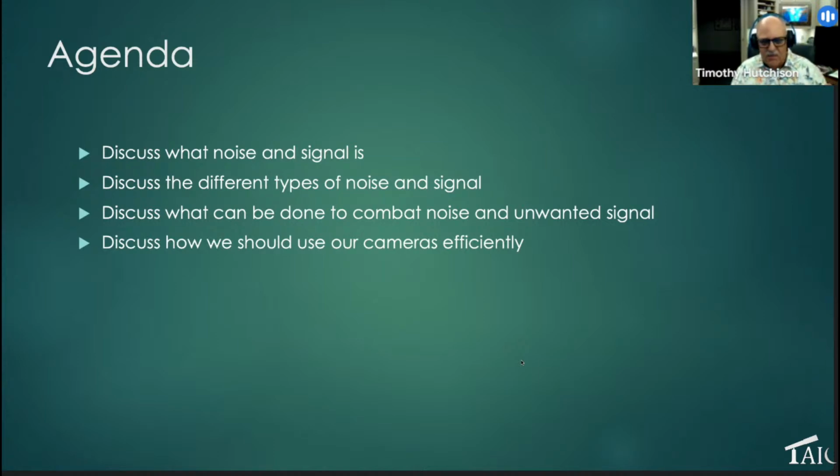We're not going to be talking about noise reduction using programs like Blur Exterminator and things like that. That's pretty obvious to all of us, but I think there's sometimes some confusion in what we're talking about when it comes to noise and signal and what we're actually dealing with. So that's what we're going to chat about tonight.